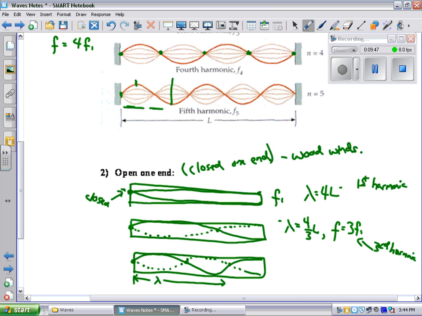And if I look at this, I can divide it up into 5 sections at every node and antinode. So it has 1, 2, 3, 4, 5 sections, and the wavelength is 4 of those. So the wavelength is going to be 4/5 L. So the frequency originally was 4L, now it's 4/5, so it's 1/5 of what it originally was. So the frequency is going to be 5 times F1. So you get a fifth harmonic. So you only get the odd harmonics on the open one end.